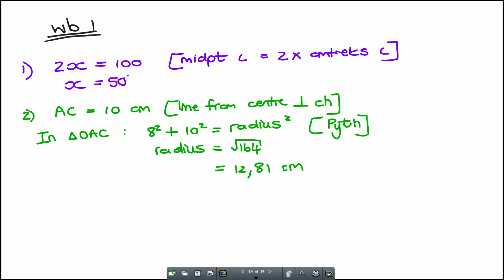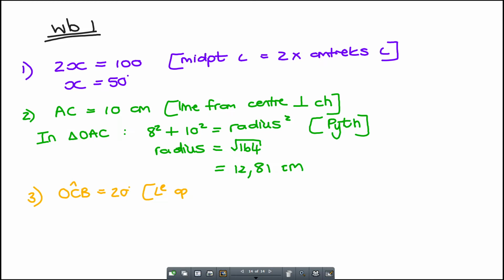By nommer 2, hierdie. Lyn vanaf middelpunt, loodreg op koord. Okay, number 3. By nommer 3 het jy heel eers gesê OCB gaan wees 20. Hoe het ek dit geweet? Want dit was mos 'n gelykbenige driehoek, nê?